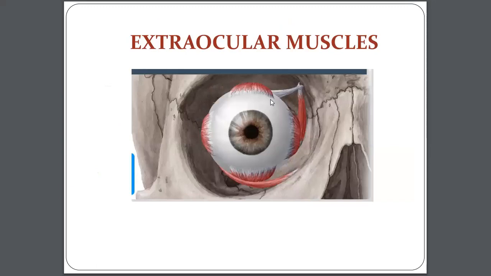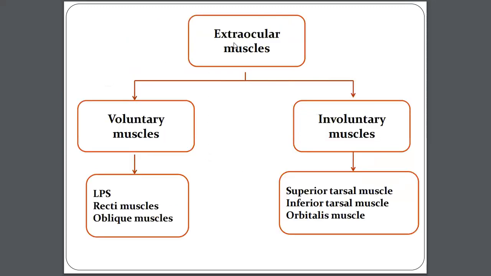Now the extraocular muscles we have, you can see this is the eyeball here. We have different ocular muscles. The extraocular muscles have been classified into voluntary muscles and involuntary muscles. Under voluntary muscles, we have levator palpebrae superioris. Then we have recti muscles like superior rectus, inferior rectus, medial and lateral rectus. We have oblique muscles like superior oblique and inferior oblique. We have involuntary muscles like superior tarsal muscle, inferior tarsal muscle, and orbitalis muscle.